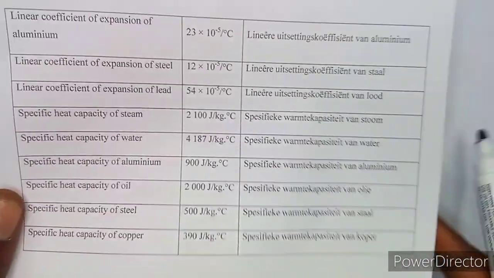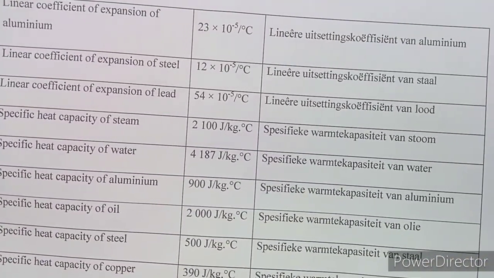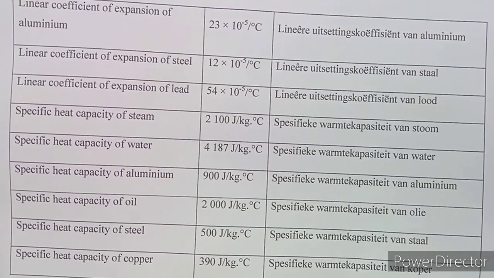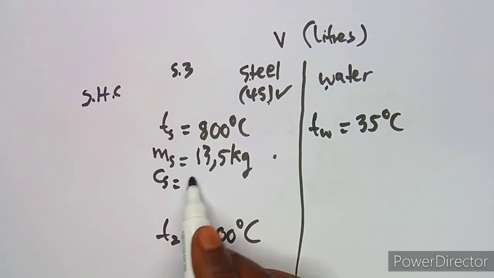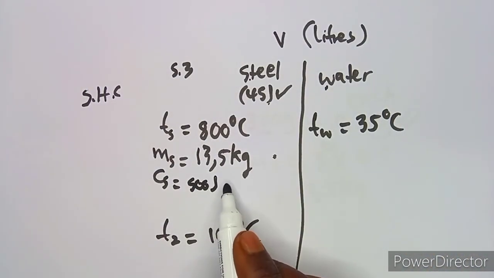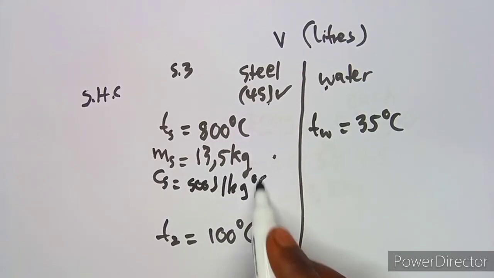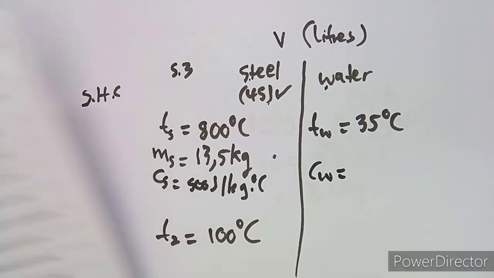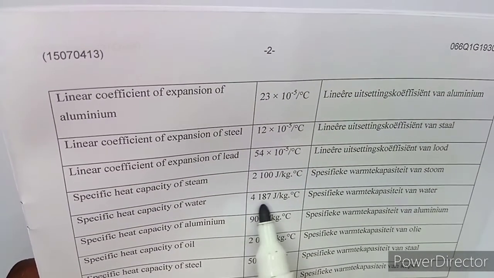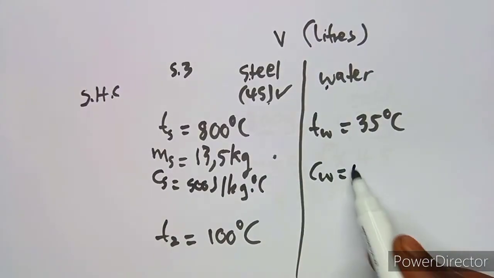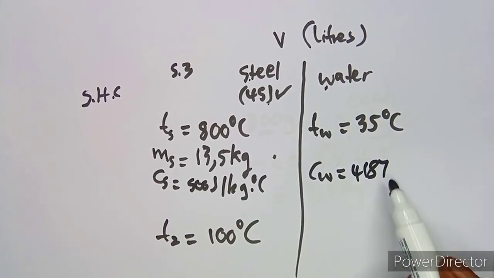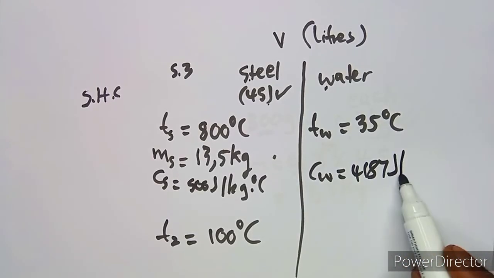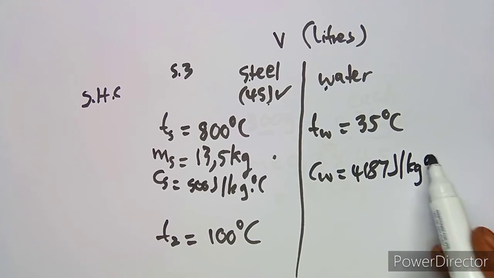That's 500 joule per kg degree Celsius. Then we also need that of water, and for water we just take it as 4187. So you've got 4187 joule per kg degree Celsius. This is what we have.